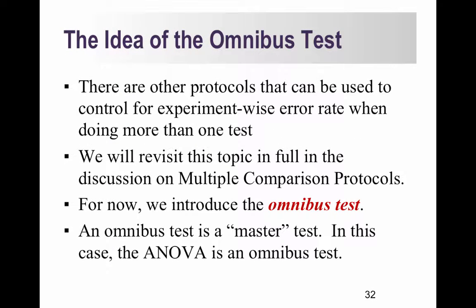There are other protocols that can be used to control for experiment-wise error rate, and we'll revisit a number of these when we look at multiple comparison protocols. But now we want to think of the ANOVA as what we would consider an omnibus test, where the omnibus is a master test. All I need to do is run this one test to ask if there is any difference amongst the variables that I'm actually interested in.